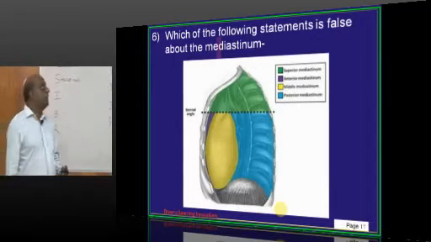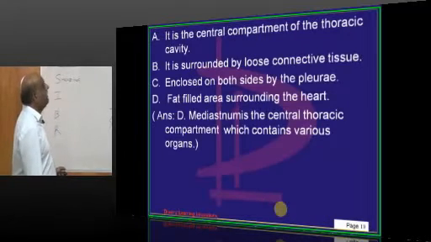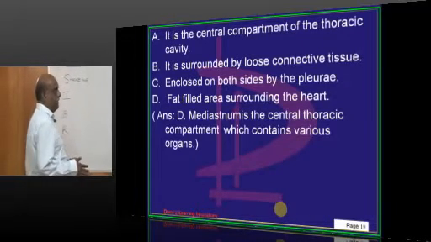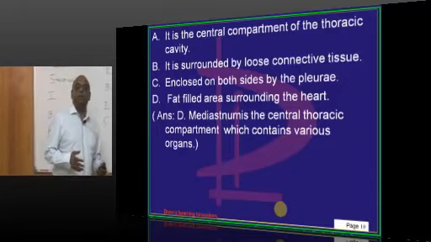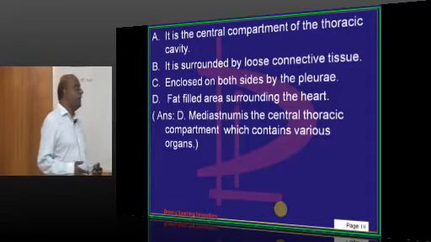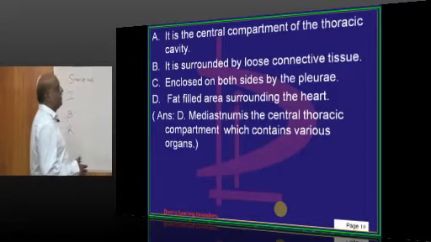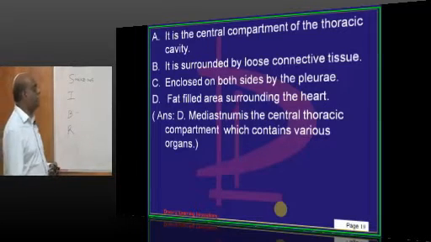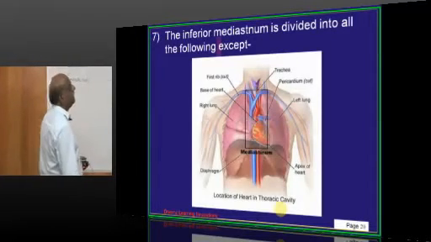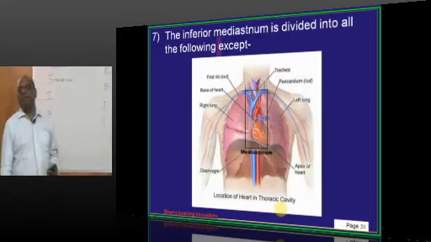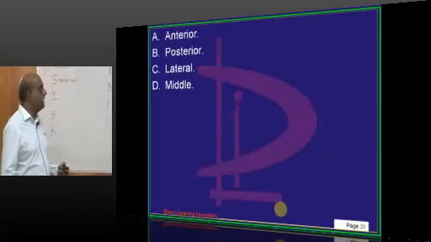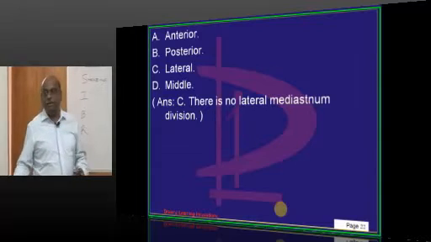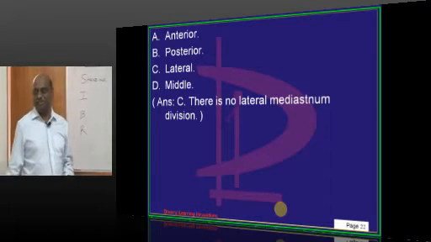Now, mediastinum. Typically, what is the wrong statement about a mediastinum? Mediastinum is a central thoracic compartment and it contains the various organs is what you need to basically remember. It's not fat filled is what you need to understand. Now, inferior mediastinum, what are the various divisions? So, there is an anterior, posterior, middle, but not lateral mediastinum.